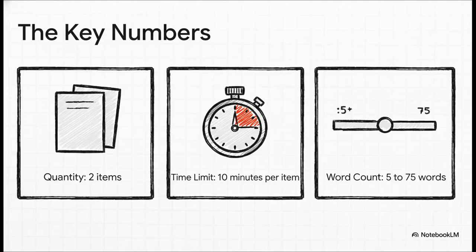Let's talk numbers, but don't worry, it's easy stuff. During the test, you'll probably get 2 of these summary questions, and for each one, you get a full 10 minutes. But here's the part you really have to remember. Your final sentence has to be between 5 and 75 words, not 4 and not 76. That little window is your target, so you've always got to keep it in mind.